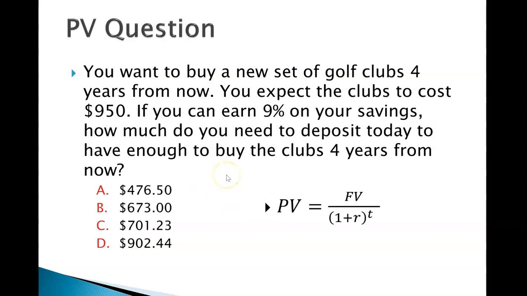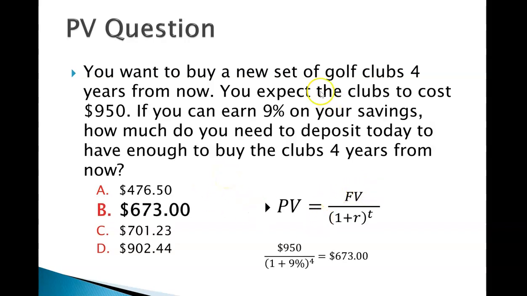All right, so again, very simple application. The future value in this case is $950. That's how much we want to have in the future. We can earn 9%. We're going to leave it in there for 4 years. If we do this math, we end up with $673. All right, so if I deposited $673 in the bank today, earn 9% interest per year for 4 years in a row, I would have $950 at the end of 4 years.